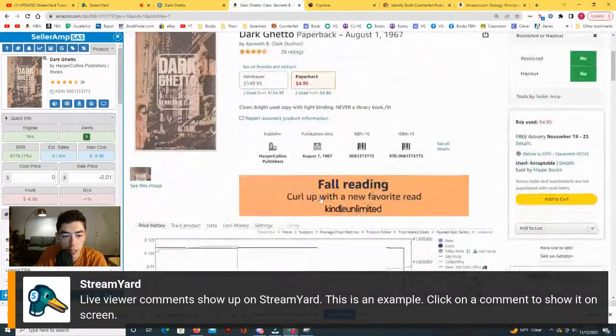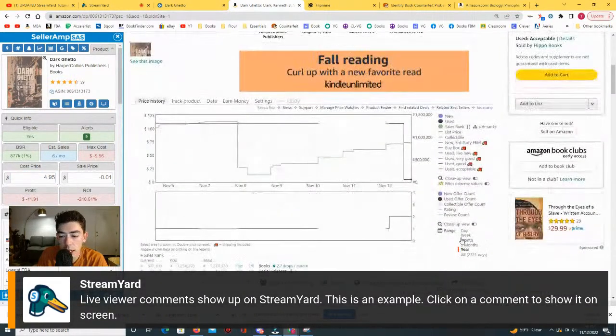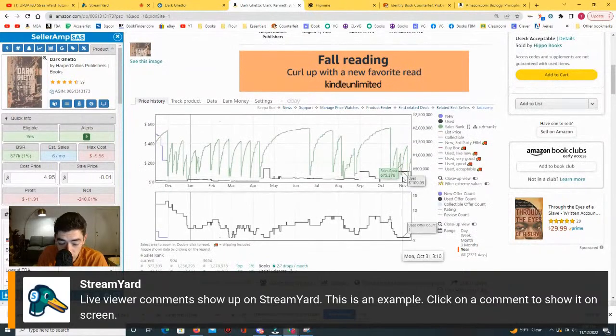It's at $5. But if you pick this book up for $4.95, I wouldn't do that because this is an acceptable condition. But let's say that was good condition. I mean, it sold a couple times for $109. I wouldn't list it at that. I'd probably list it for like $29.99, try to get a sale, make like $13.